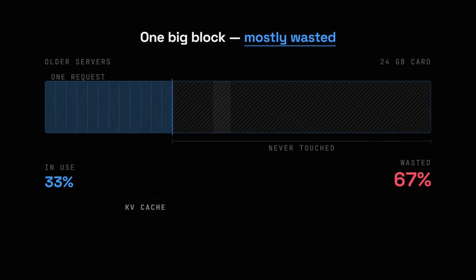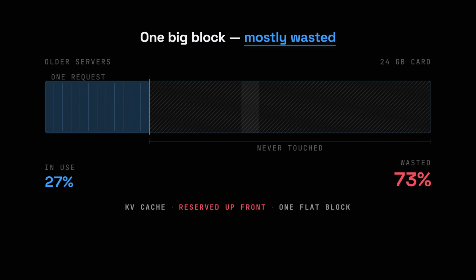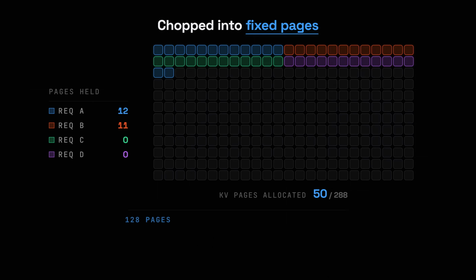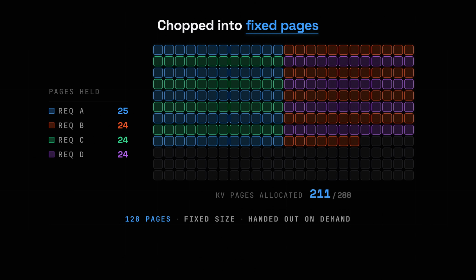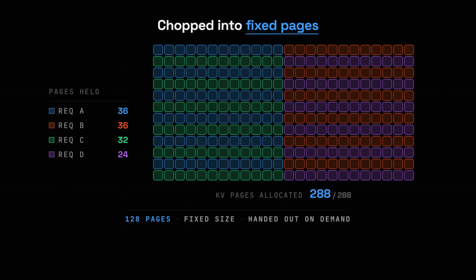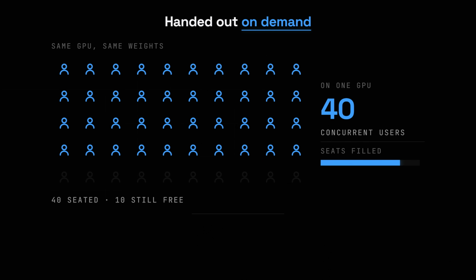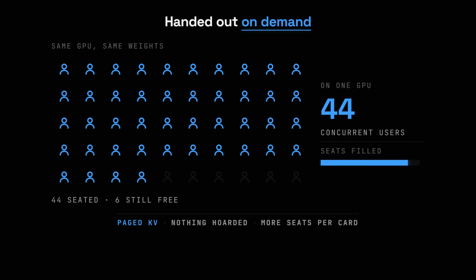vLLM fixes the cache problem with PagedAttention. Instead of one big reserved block, it chops the KV cache into small fixed pages, exactly like virtual memory in an operating system, and hands them out only when a request actually needs them. No request hoards room it isn't using, so almost nothing is wasted and far more users fit on the same card.